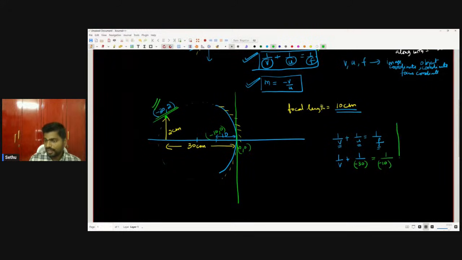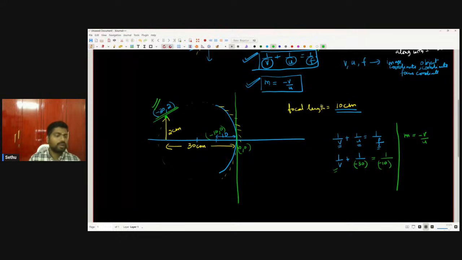Now, supposing you want to figure out the magnification, you know that magnification is minus V by U. Now, V from here you will calculate. You can plug in that value here. U from here you already know, minus 30. You can plug it in here. But remember, U, V, F, they are all coordinates. The moment you think of them as coordinates, you will never make a mistake in sign convention.